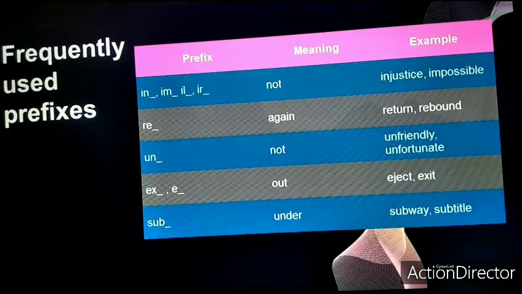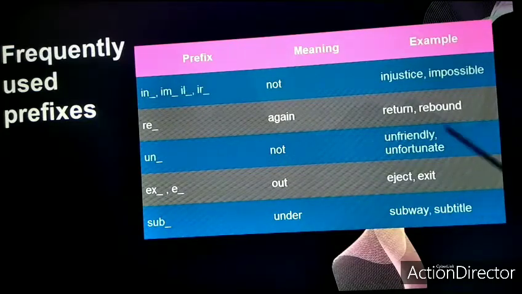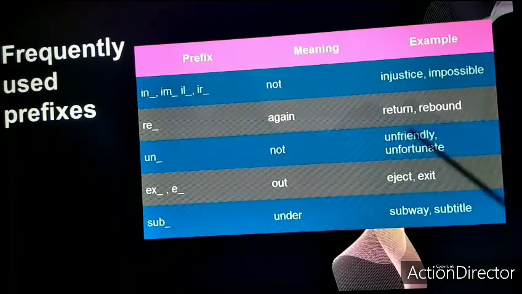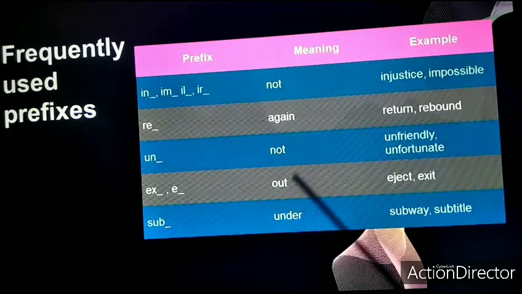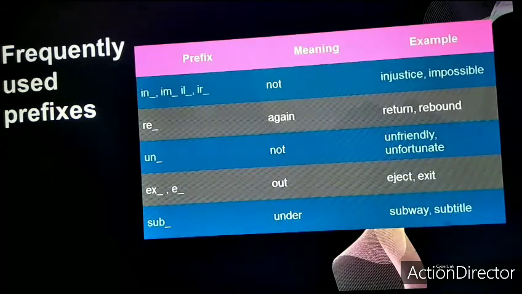The prefix un means also not, and an example, unfriendly and unfortunate. Something or somebody that it's not friendly, and somebody or something that is not fortunate. The prefix x and e means out. For example, eject or exit.